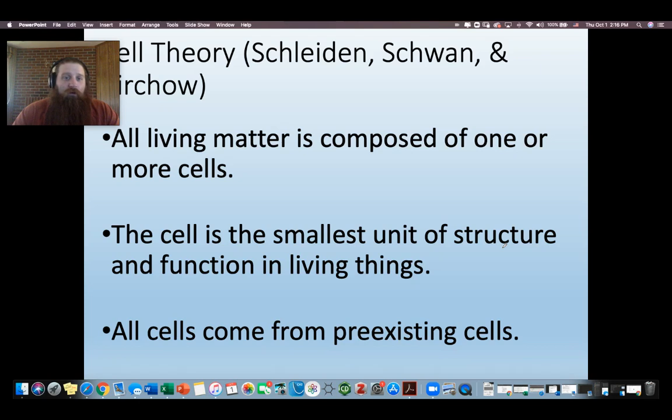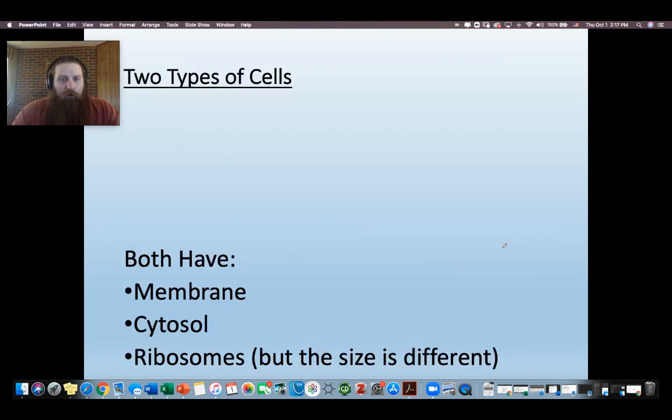That's the conclusion from those three statements: all matter is composed of one or more cells. The cell is the smallest unit of structure and function in living things. It's why we don't classify a virus as being alive, because it's not made of cells. And all cells come from pre-existing cells. So that's cell theory. A little bit more review, right?